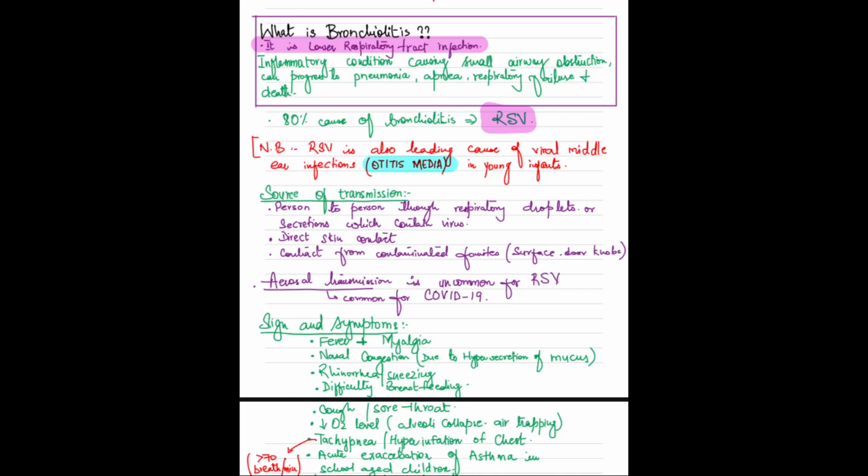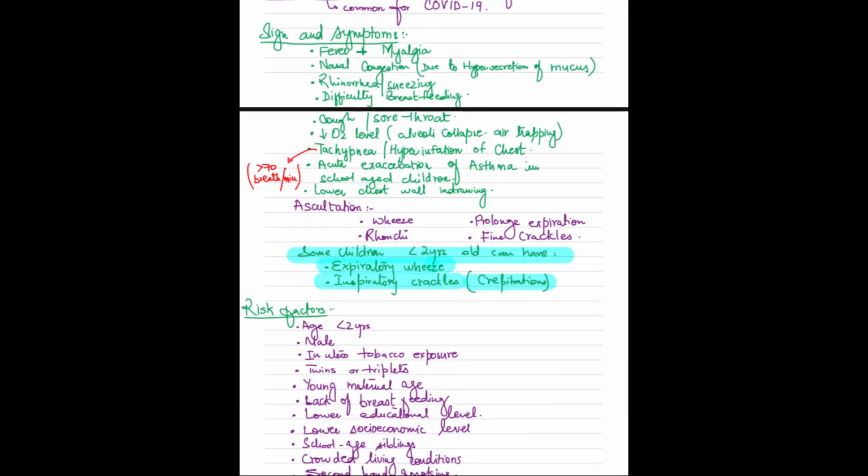Let's talk about signs and symptoms. What are the signs and symptoms of a person who comes with RSV infection or bronchiolitis? They can have fever, malaise, nasal congestion. Why? Because of hypersecretion of mucus and they are not able to take it out. Rhinorrhea, runny nose, sneezing, difficulty in breastfeeding if a child is breastfeeding because of the nasal congestion. They might have cough, sore throat.